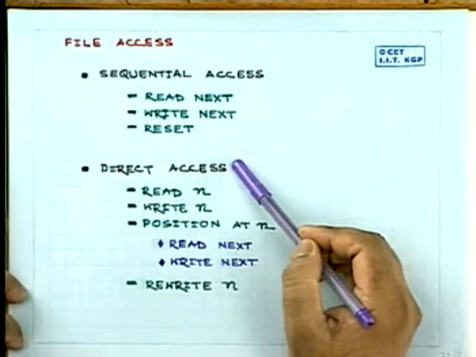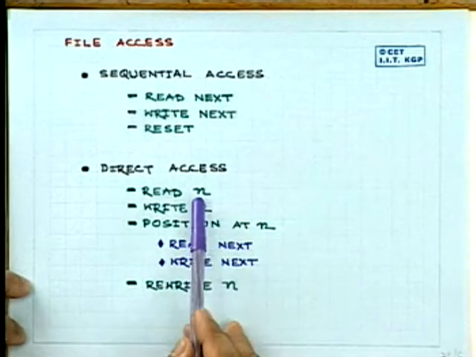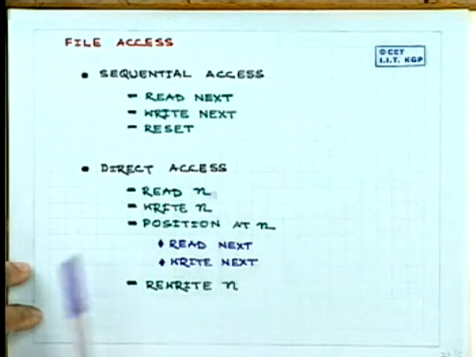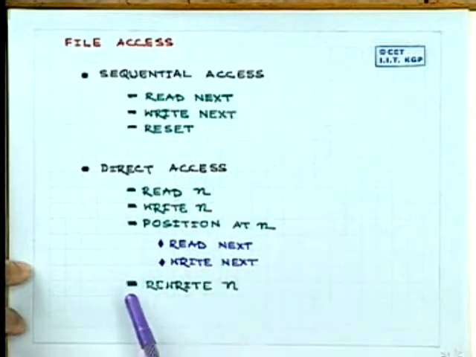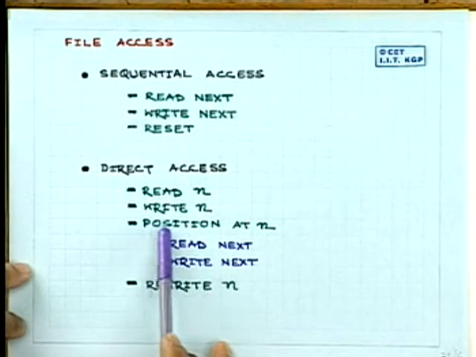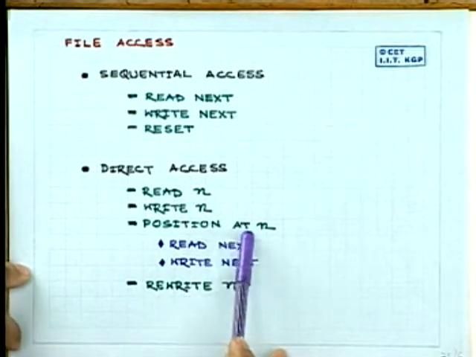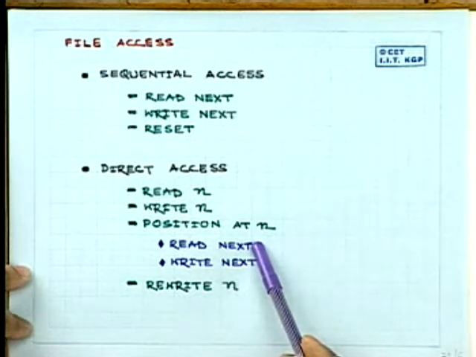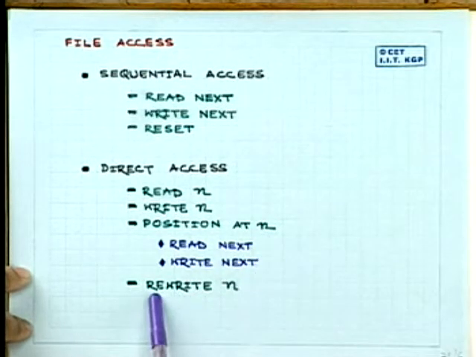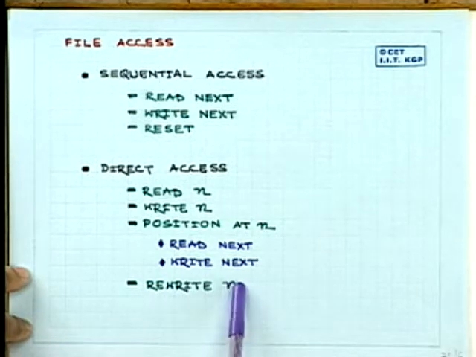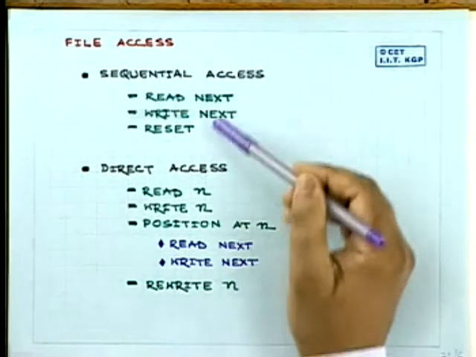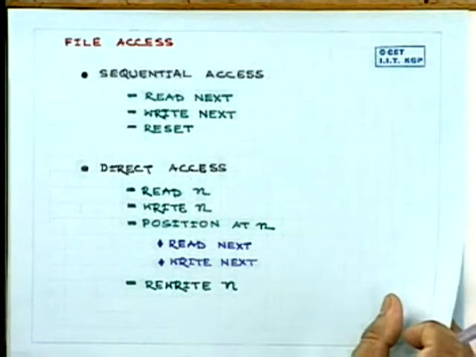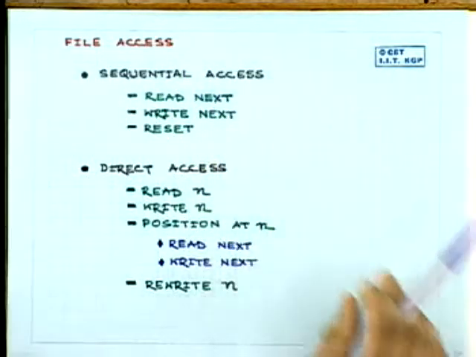Now also we use direct access. Here n is the record number, and we say read the nth record, write the nth record, or sometimes we say position the head, that means our pointer, at the nth record on the file, and then go on read next or write next, and rewrite n, that means the nth record is modified and rewritten. These are the file accesses we will generally consider.